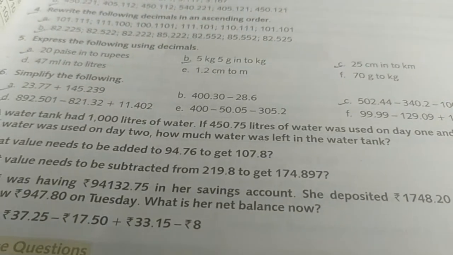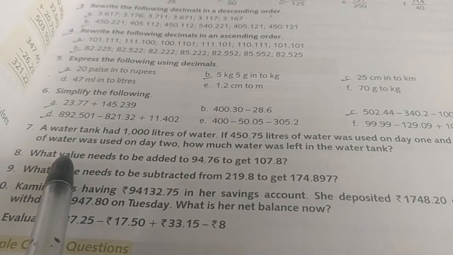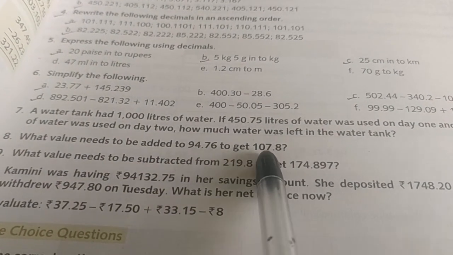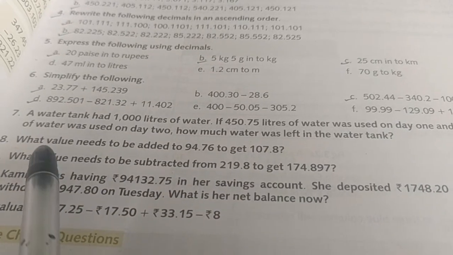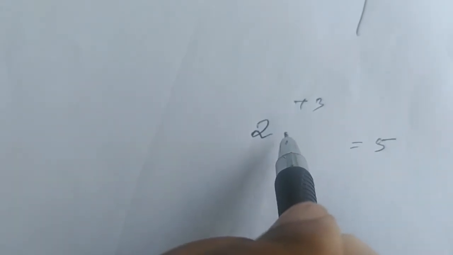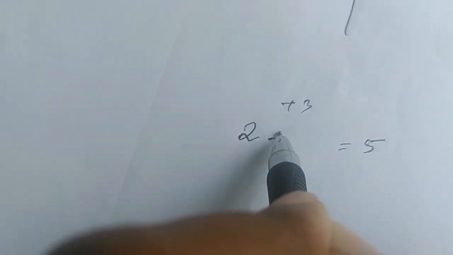So question 8, you see, what value needs to be added to this to get this? Suppose I give you one example. What number needs to be added to 2 to get 5? You know that it is 3, but how? Suppose what number needs to be added?